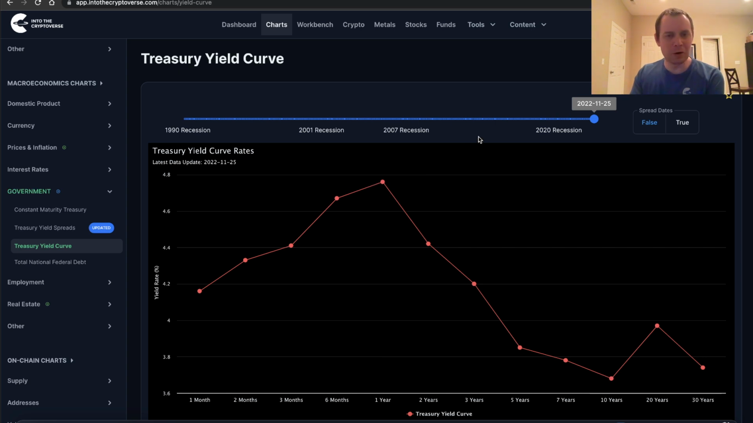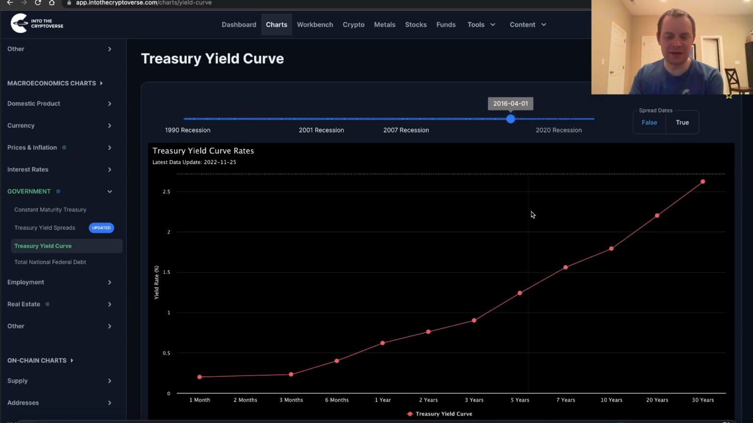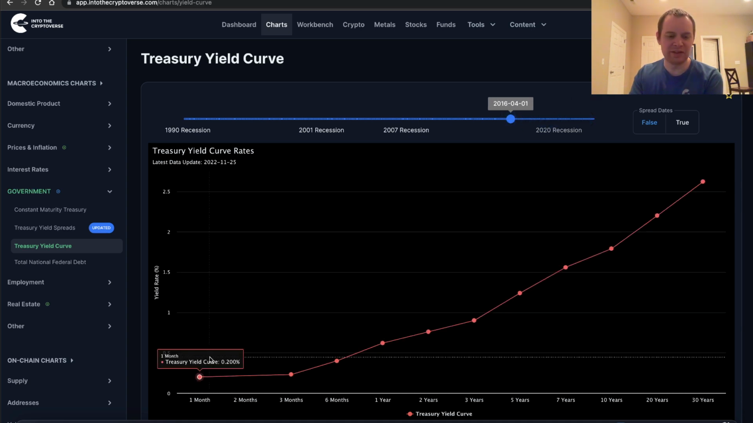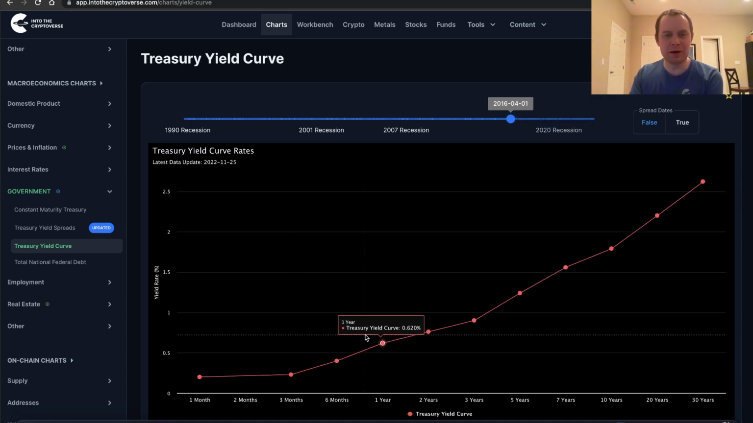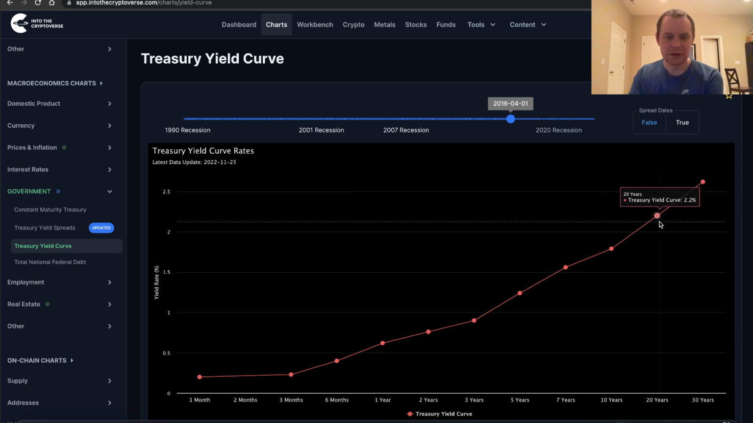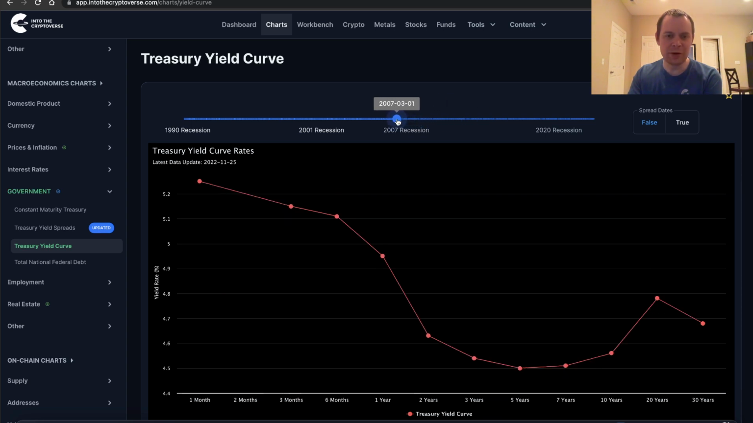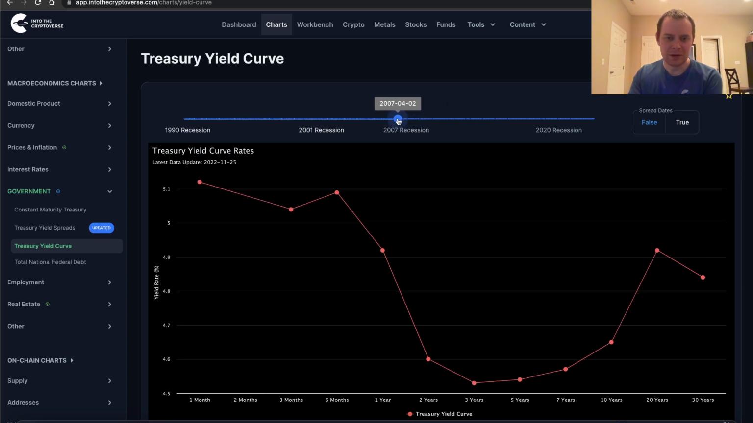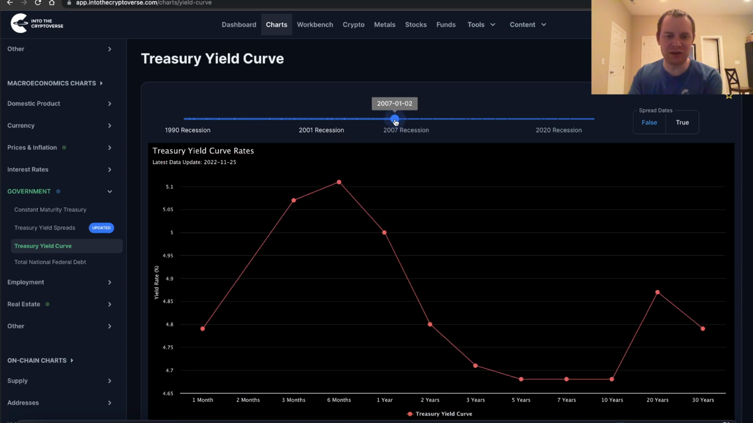Now, this doesn't really make a whole lot of sense during normal times. During normal times, you would expect to see something like this, like in 2016, where the longer you have your money locked up, the higher yield you should get, right? This makes sense. But before you go into a recession like the recession that occurred in 08, 09, you will see the inversion of the yield curve.